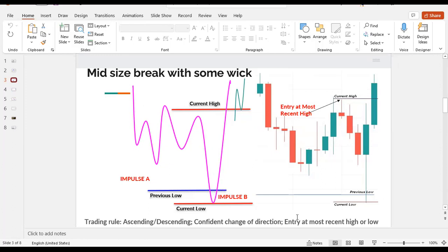But notice what happens down here when it comes here. It forms a new low, but it pulls back almost immediately. So this is what is called a descending pattern, because the market breaks down. Look at the size of that wick. Look at that, so huge.